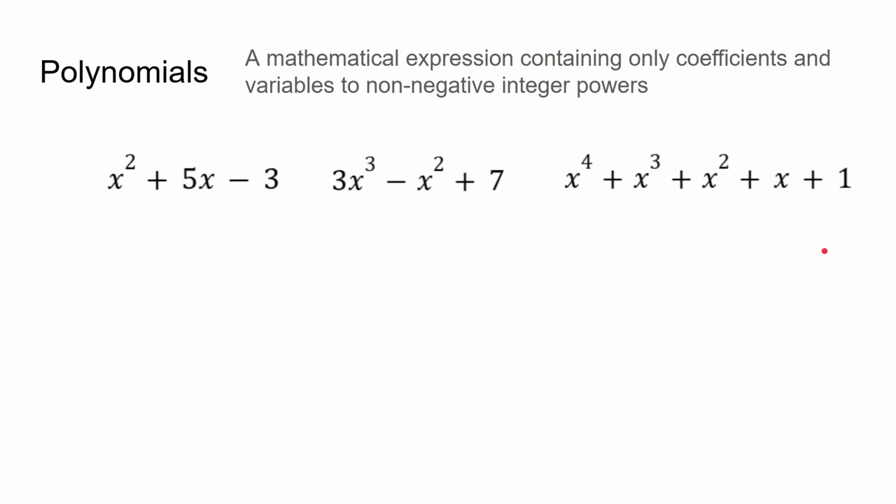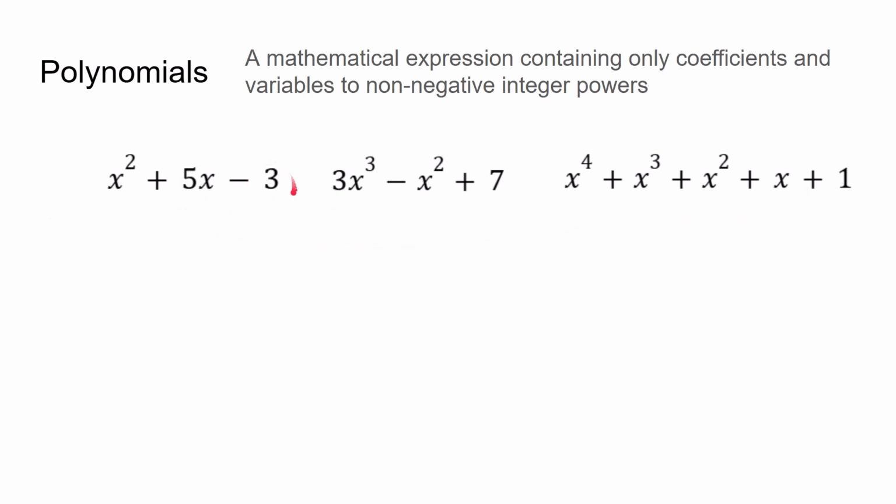The definition is a mathematical expression containing only coefficients and variables to non-negative integer powers. That just means whole number powers like 0, 1, 2, 3, 4, 5, 6, 7, 8, 9, 10, and on and on. So all of these are examples of polynomials.